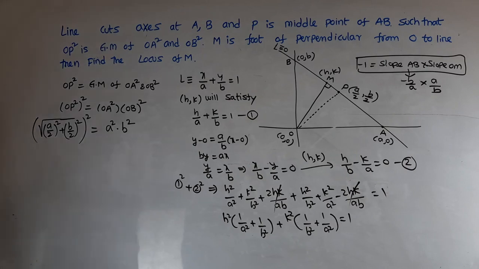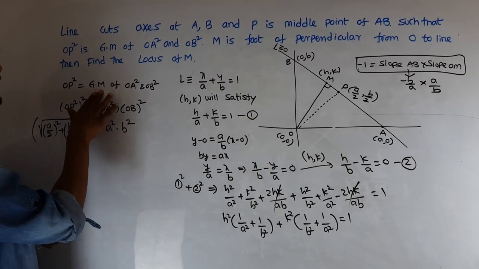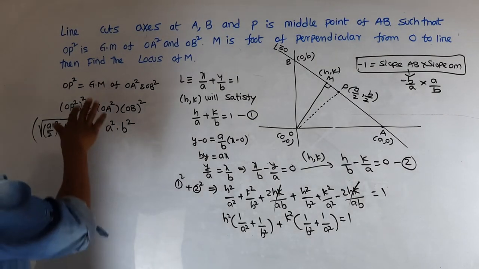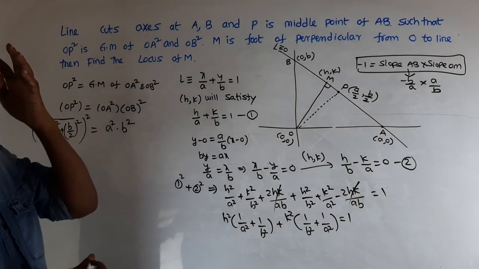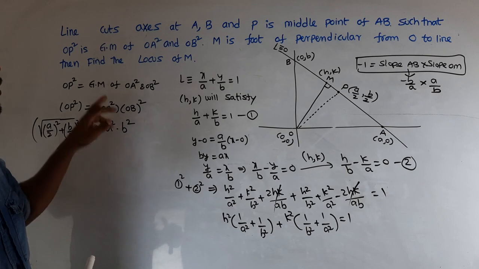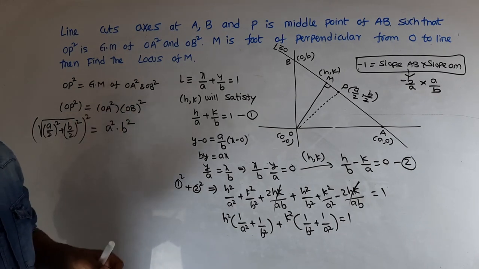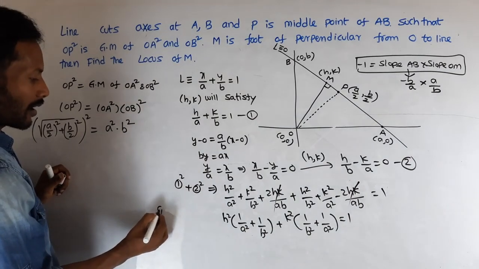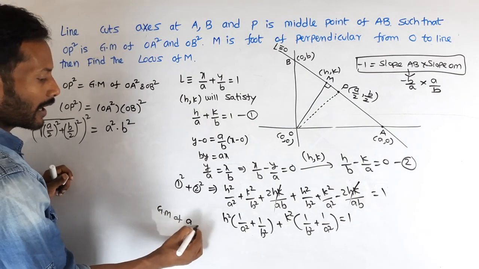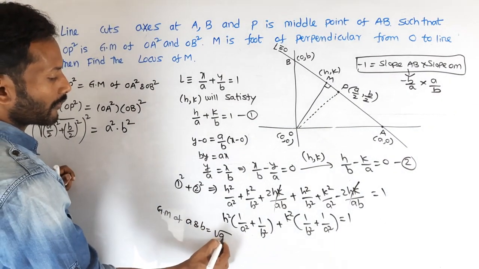One important thing: geometric mean, here not geometric progression, geometric mean. So the geometric mean of a and b is the square root of ab. The geometric mean of two things. Here the geometric mean of a and b is the square root of ab.